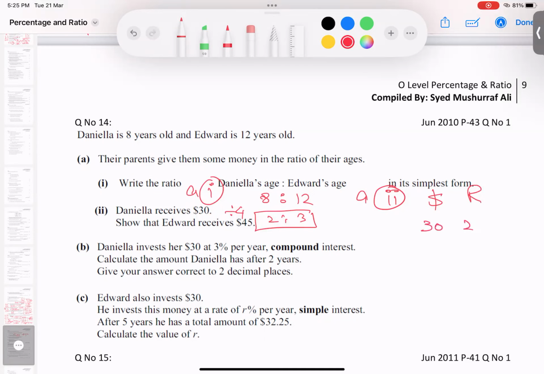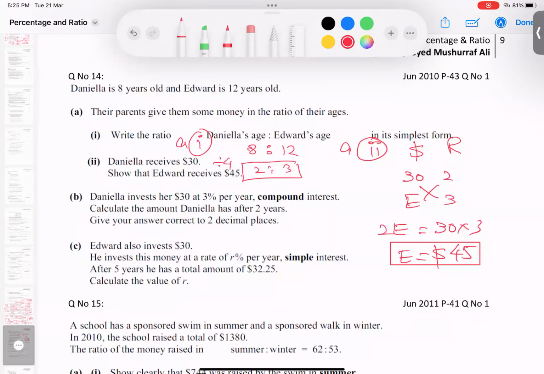$30 and 2. Now I want to find for E person, Edward. So I'm writing E for Edward, and Edward's ratio is 3. So I'll write here 3. Simple cross multiply: 2 times E equals 30 times 3. 2 divides there, and Alhamdulillah Rabbil Alameen, $45 comes. So proved. So this is done. Alhamdulillah Rabbil Alameen. Let's go for the next part.